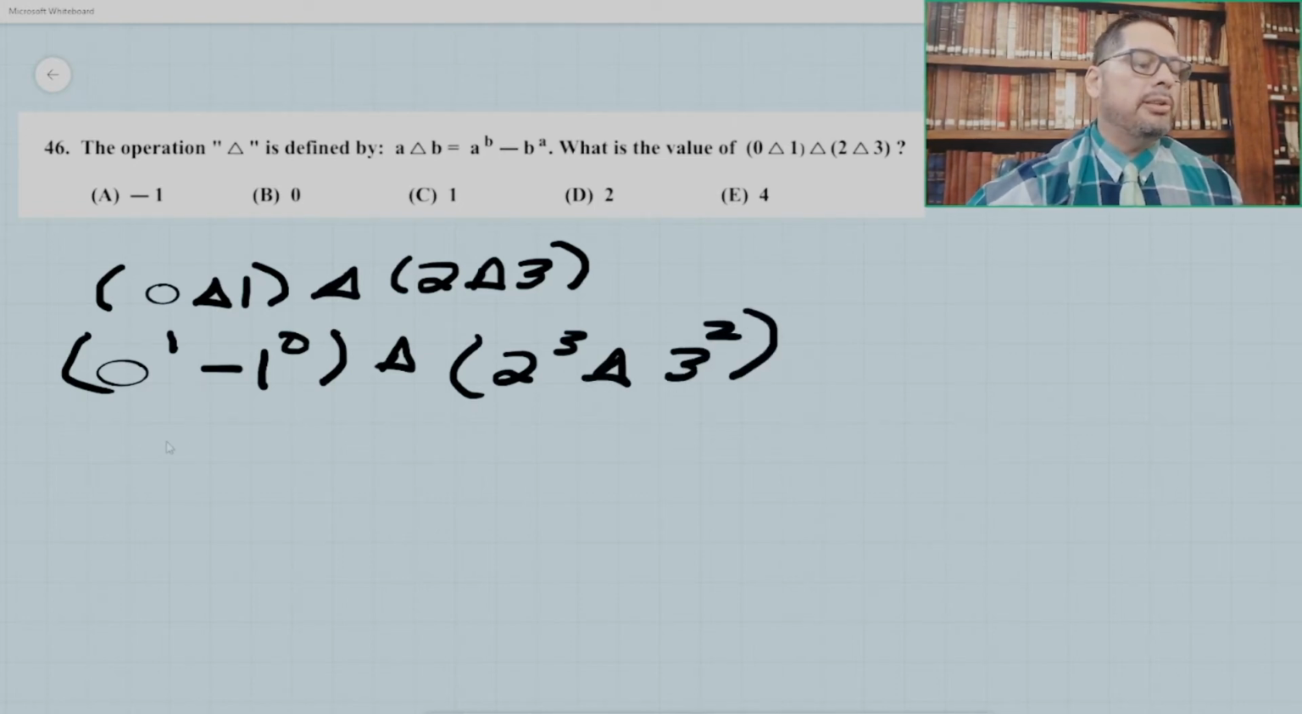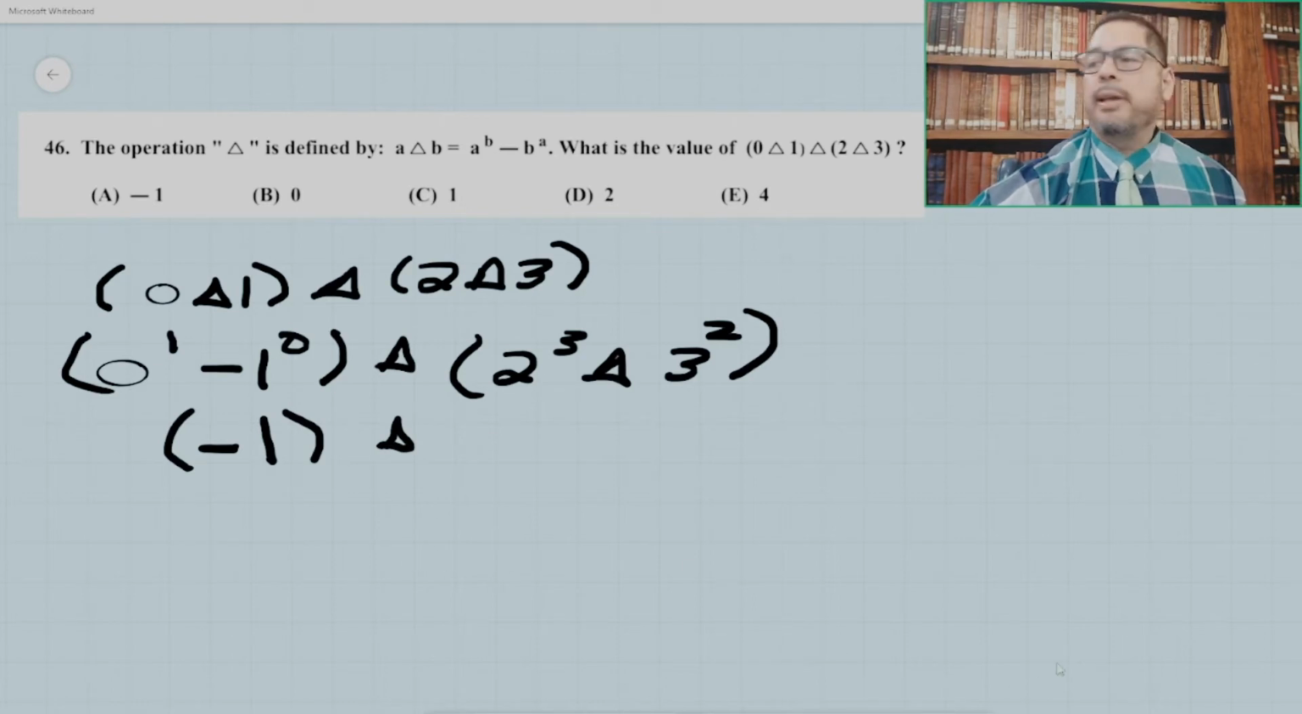Alright, so 0 raised to the 1 is just 0, and minus 1 to the 0, and 1 to the 0 is 1, so it's negative 1. So we're going to have negative 1, triangle, and on the other side, oops, I should have put a minus 3 squared. Okay, I just erase that triangle. And it's actually minus 3 squared. There we go.